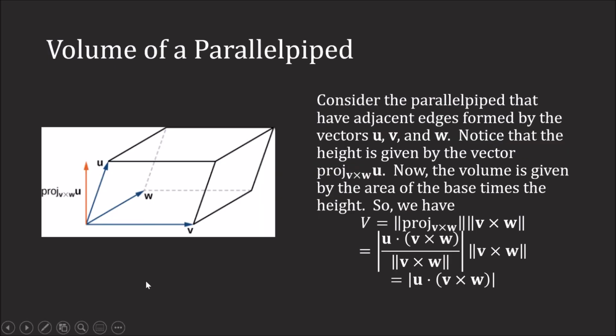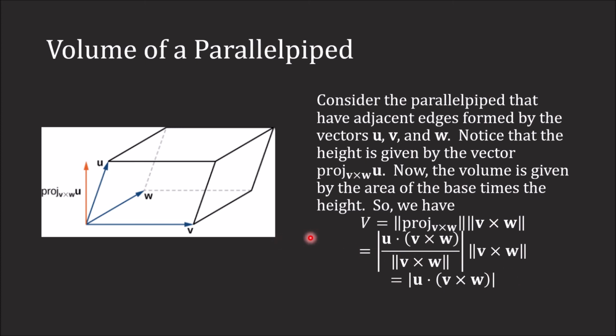So now let's consider a parallelepiped that is formed with adjacent sides of u, v, and w. Now notice that the height of the parallelepiped will be given by the projection of u onto v cross w. So volume of the parallelepiped would be the area of the base times the height. Well, we already know what the base is. It's a parallelogram, and that has area of the norm of v cross w.